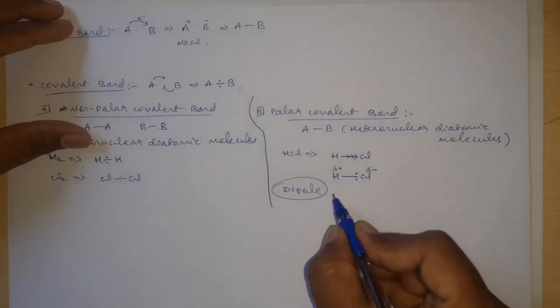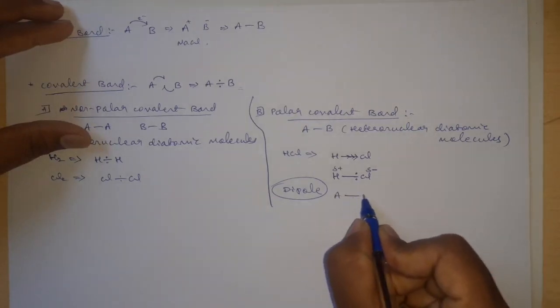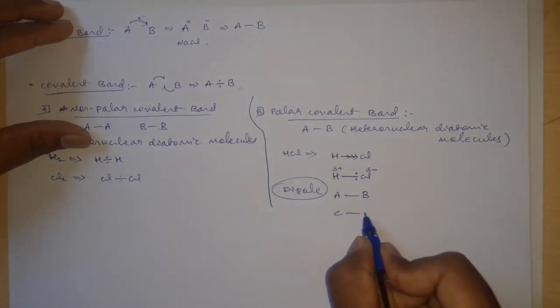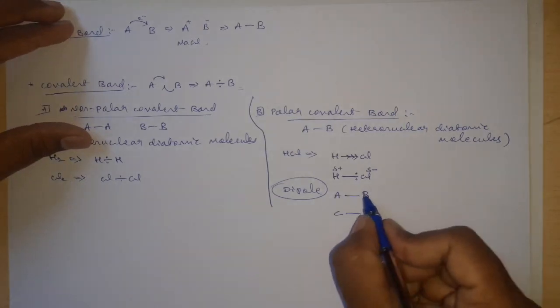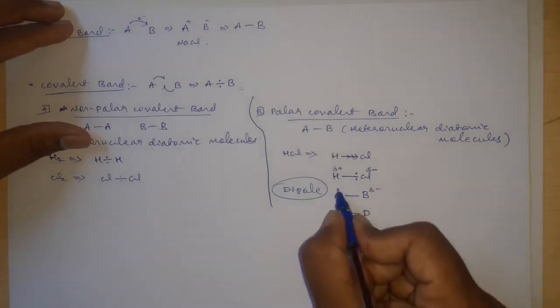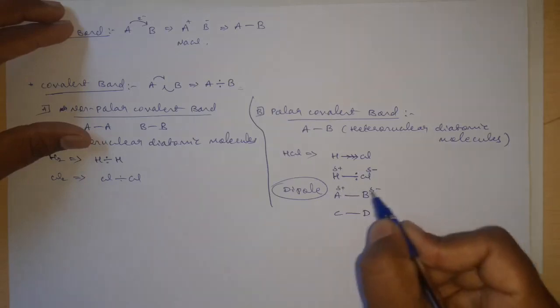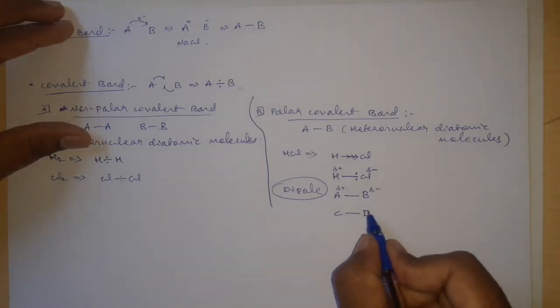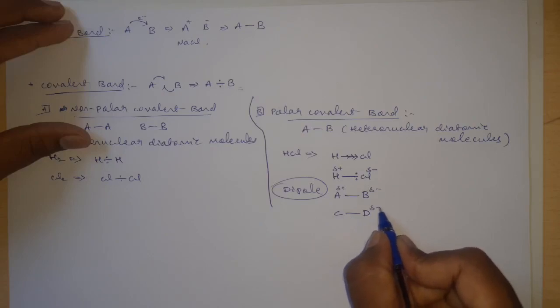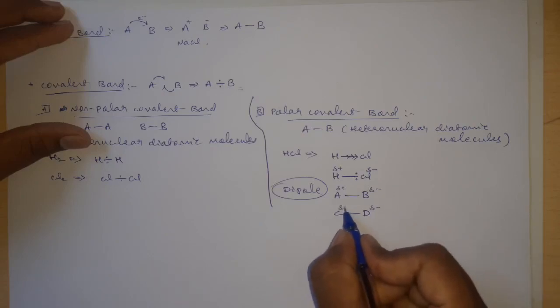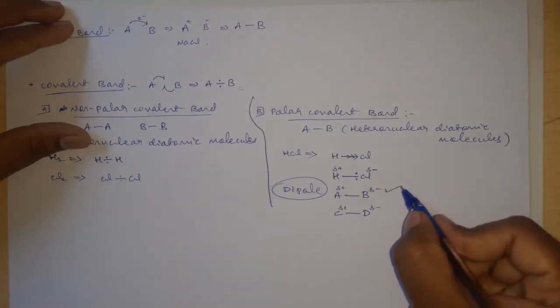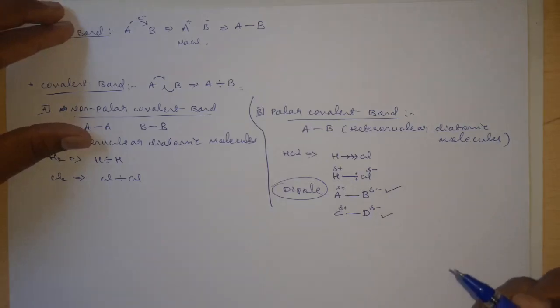Then if we consider another one, A, B, C, D. Here B is more electronegative than A and it is having a partial negative charge, and this one is having partial positive charge. And if D is more electronegative than C, then it is having partial negative and this one is having partial positive charge.